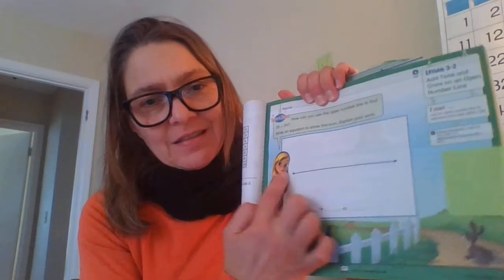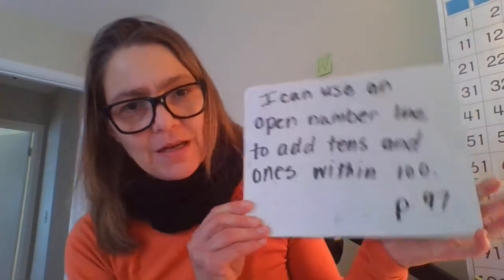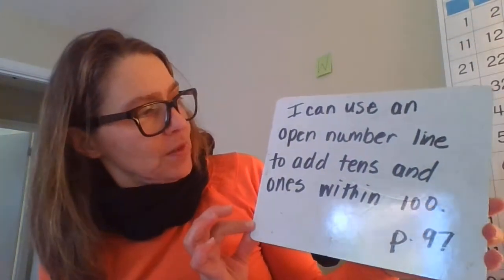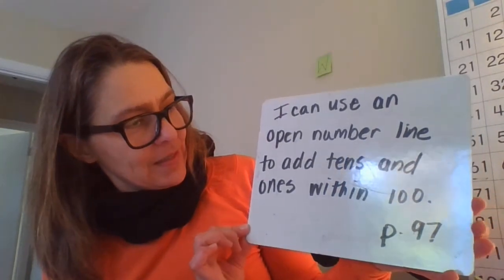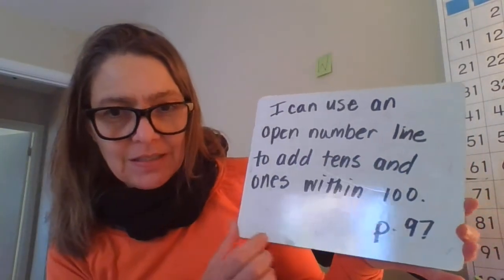And today we are on page 97 in your Envision Math Workbook. We are on lesson 3-2, and it looks like this. Okay, let us go to the I can statement, which is written up at the top of page 97, and I've also written it for you right here. I can use an open number line to add tens and ones within 100.